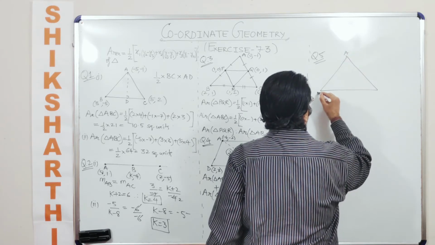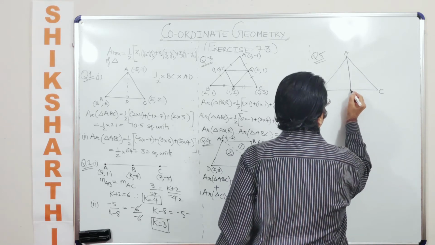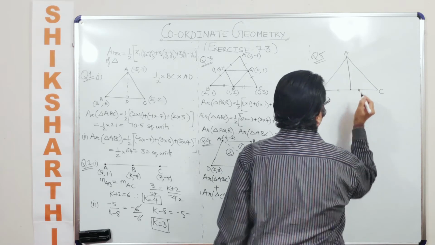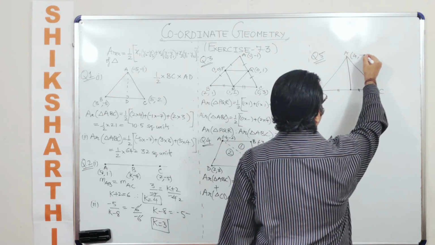Let's say this is A, this is B, and this is C. Let me say that there is a median that I am drawing from here to here, such that this side gets divided into two equal halves. Okay, so here this is 4 comma minus 6.